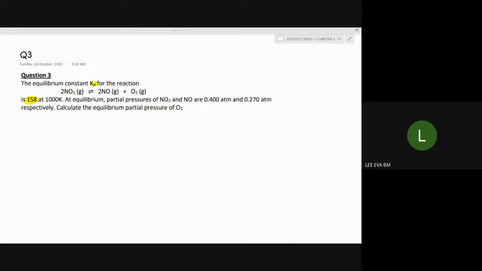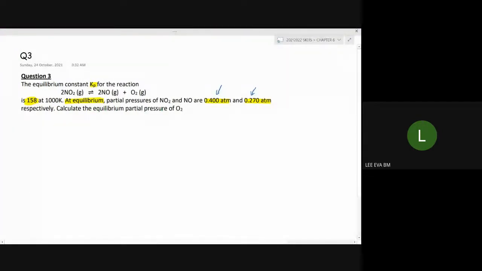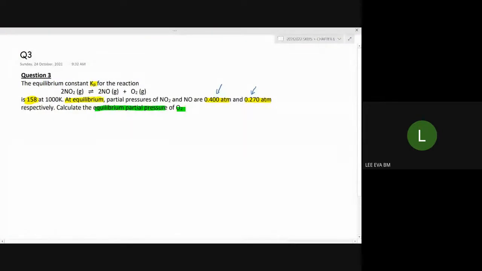So the question also says that at equilibrium, ayat ini sangat penting, at equilibrium, the partial pressure of NO2 is 0.400 atm, NO is 0.270 atm. So maksudnya value ini adalah partial pressure pada equilibrium. Bila dia sudah capai equilibrium, ini adalah partial pressure untuk NO2 and NO. And then the question asks, what is the equilibrium partial pressure of oxygen?